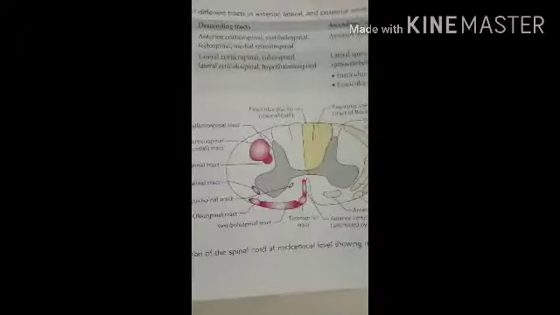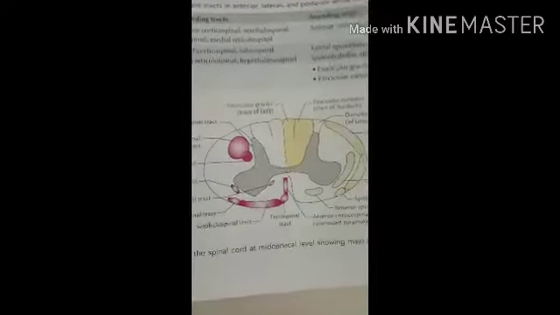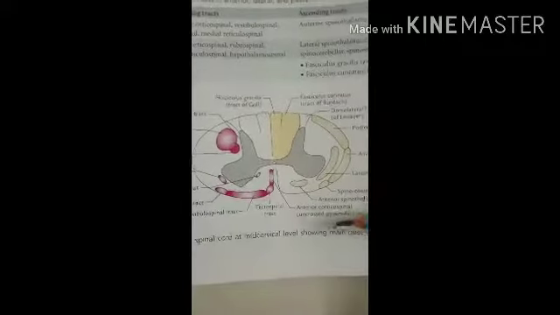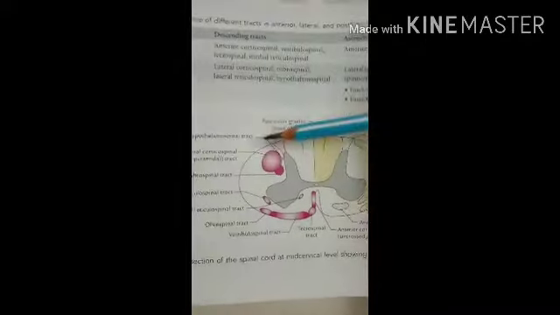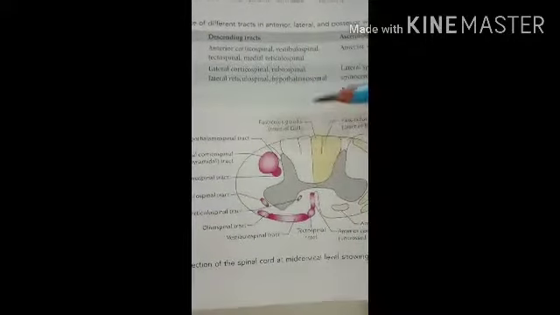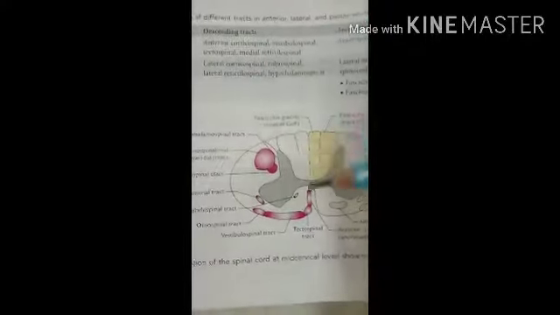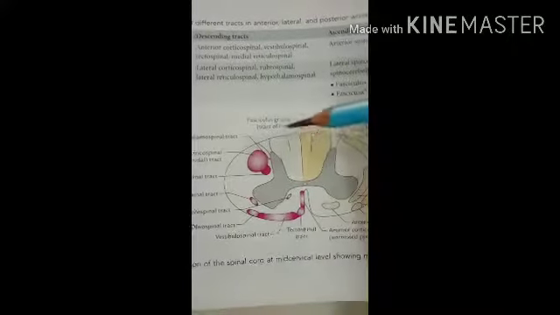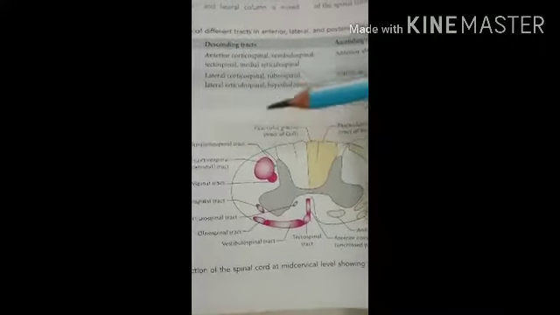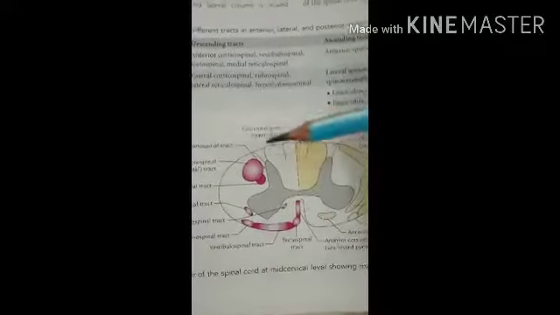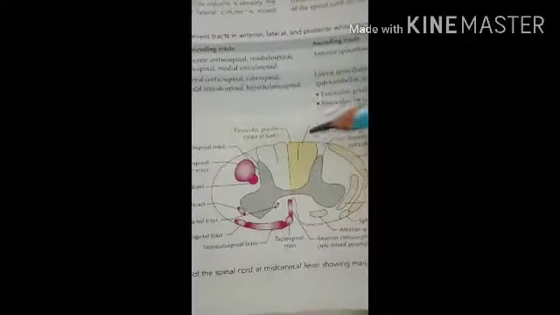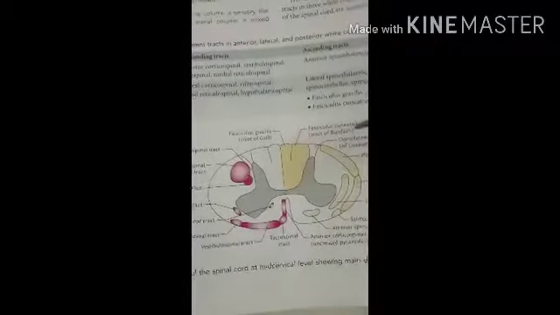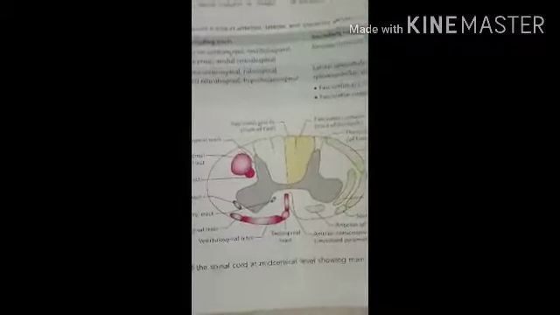So let's see the important functions of the tracts. First, the corticospinal tract, the anterior corticospinal and the lateral corticospinal tract. These are the axons of the pyramidal cells lying in the motor area of the cerebral cortex, that means from areas 4, 6, 3, 1 and 2. From here the fibers come.